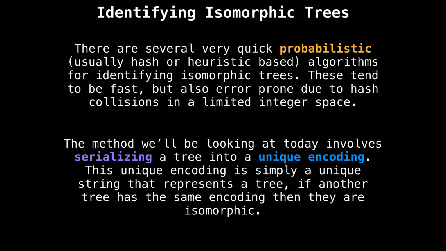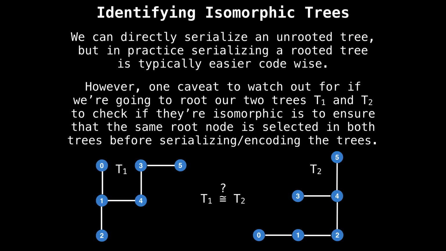However, the method we'll be looking at today involves serializing a tree into a unique encoding. This encoding is simply a string that represents the tree, and if another tree has the same encoding, then we say that both trees are isomorphic. When we're going about encoding a tree, you can either directly serialize the unrooted tree, but in practice I find it much easier to write the code to serialize a rooted tree. This is just my personal preference.